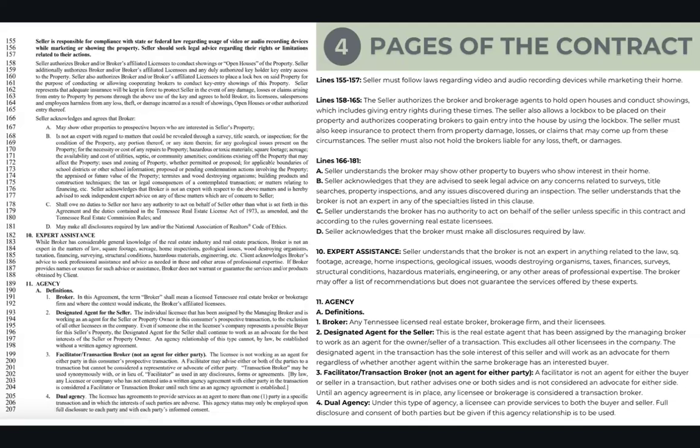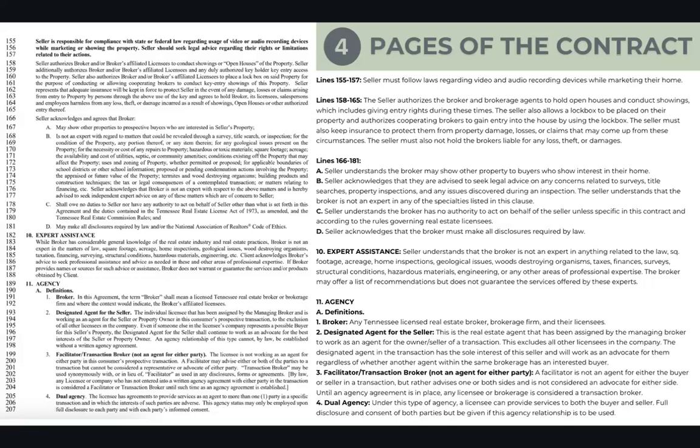Number 2, designated agent for the seller. This is the real estate agent that has been assigned by the managing broker to work as an agent for the owner or seller. This excludes all other licensees in the company. The designated agent in the transaction has the sole interest of this seller and will work as an advocate for them, regardless of whether another agent within the same brokerage has a buyer.